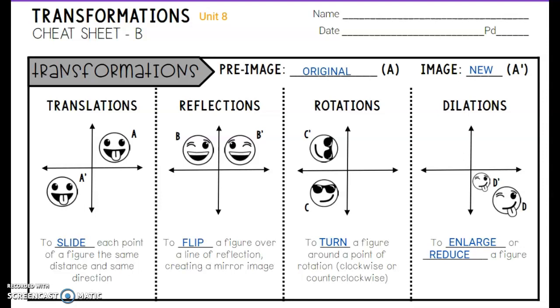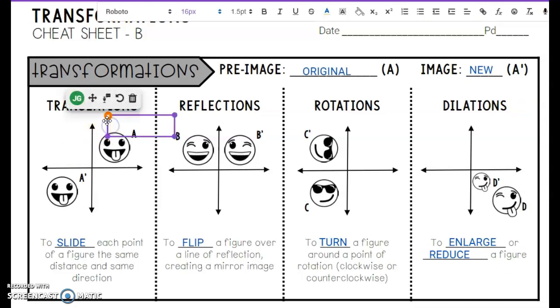Now, before you do any transformations, you need to identify the pre-image, and this is the original figure, and it is identified with just a simple capital letter. Then after the transformation takes place, the new image is identified with an A apostrophe. That apostrophe indicates prime notation. So let's identify with transformations which one is your pre-image.